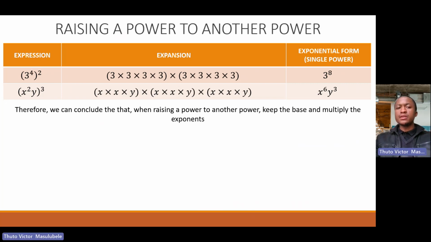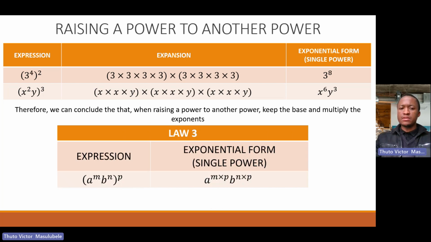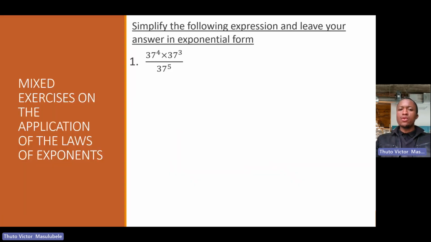Now, if you look at the relationship between the exponents in the expression and the exponents in the single power, we'll realize that what happened there is that you multiplied the exponents. So therefore, we can conclude that when raising a power to another power, what you do is that you keep the base and you multiply the exponents. So, as summarized there, is the third law of exponents that you learn.